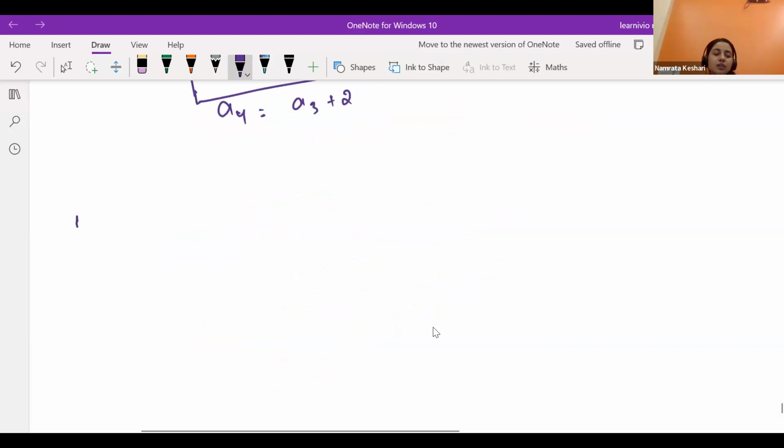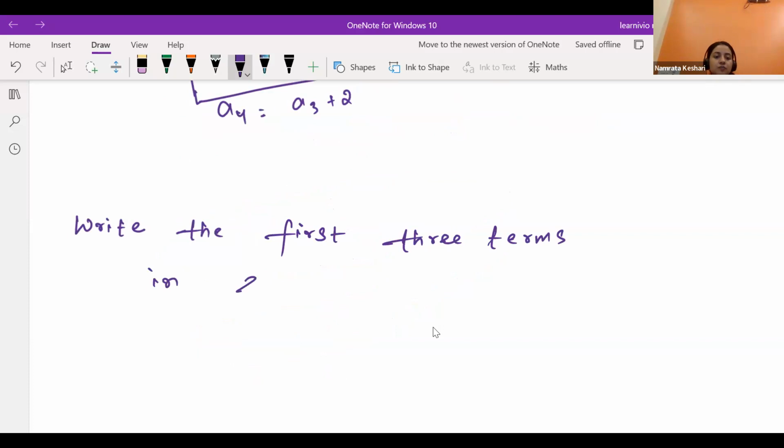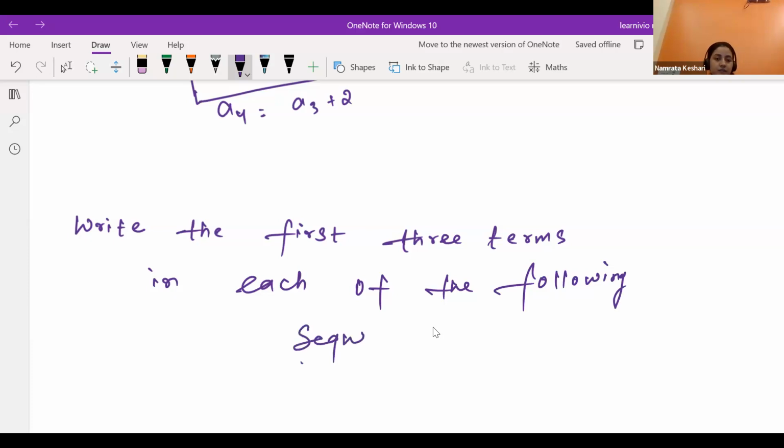Our sequence here, the instruction is like this: write the first 3 terms in each of the following sequences. First one is an is defined like this: an is equal to n minus 3 by 4.